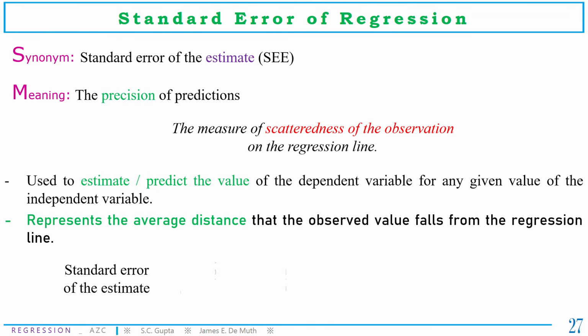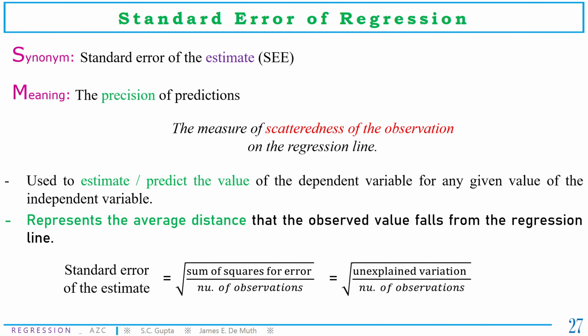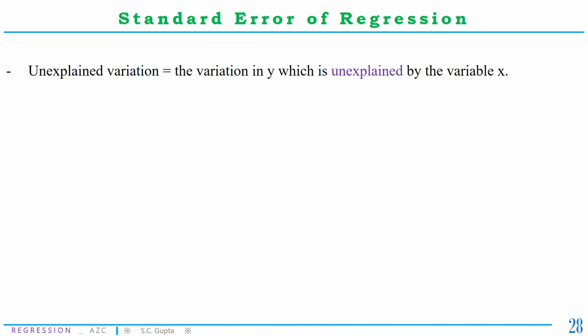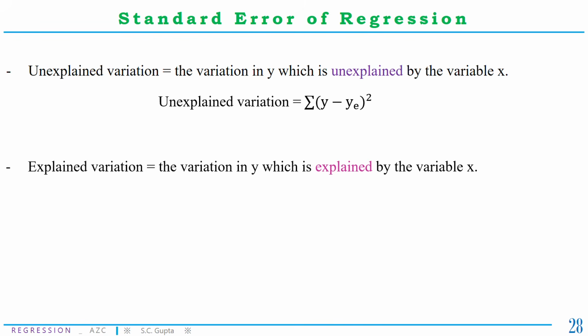Standard error of the estimate is the square root of sum of squares for error upon number of observations, or square root of unexplained variation upon number of observations. Unexplained variation is the variation in y which is unexplained by the variable x. It is calculated by the following equation. Explained variation is the variation in y which is explained by the variable x. It is calculated by the following equation.